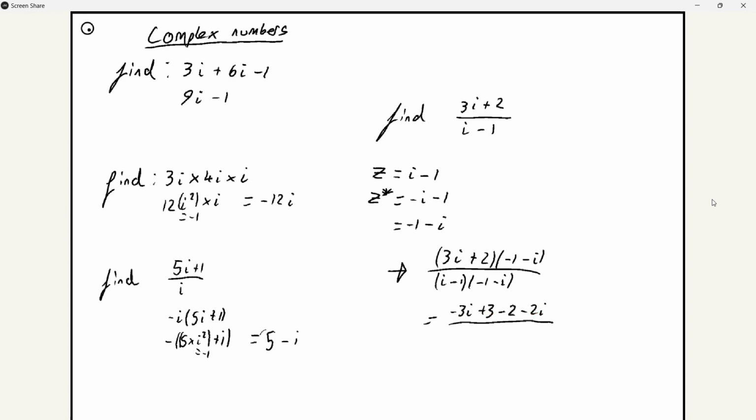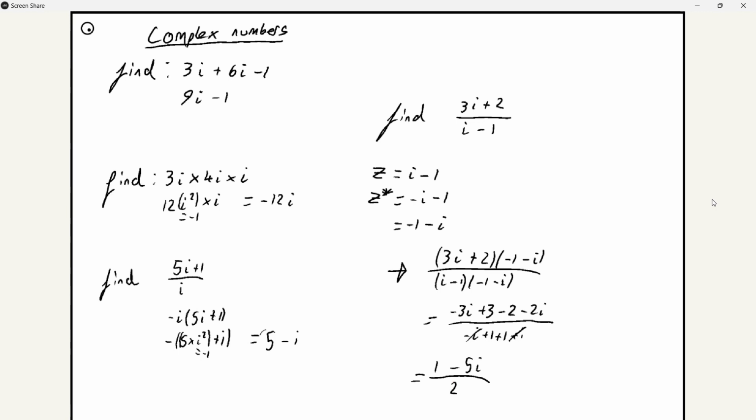So you can see here a few terms simplifying. Now on the bottom, i times minus 1 is minus i, times minus i is a positive real number, plus 1. Then we have minus 1 times minus 1, which is again plus 1. Then minus i times minus 1, which is positive i. So here on the bottom, the i's cancel out, and we get a real number on the denominator. So simplifying the top, we get 1 minus 5i on the top over 2.